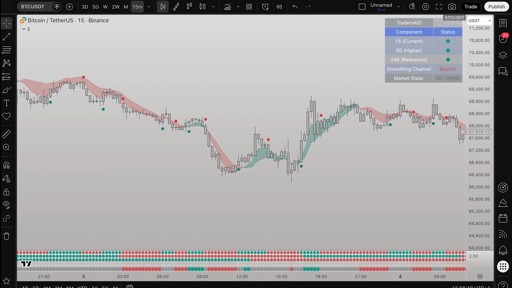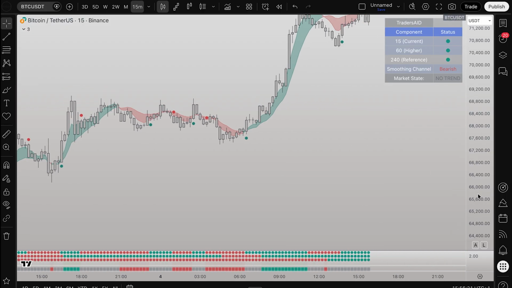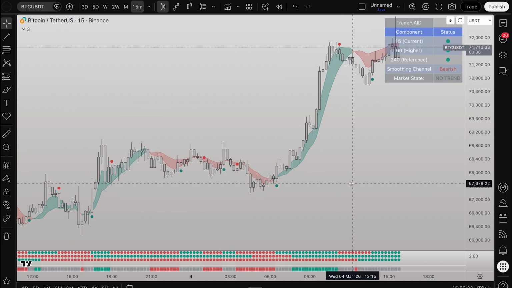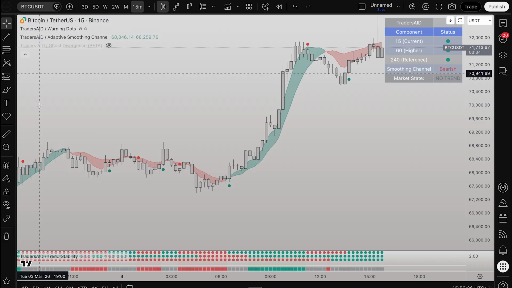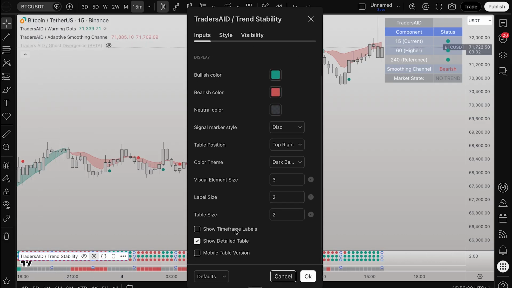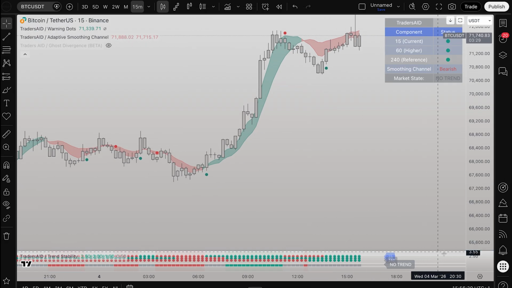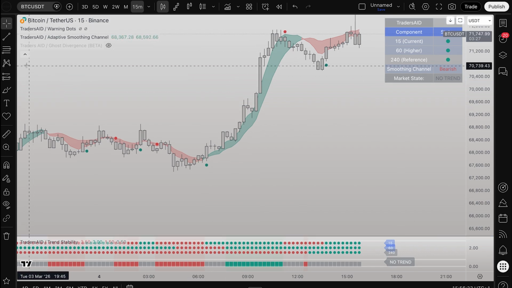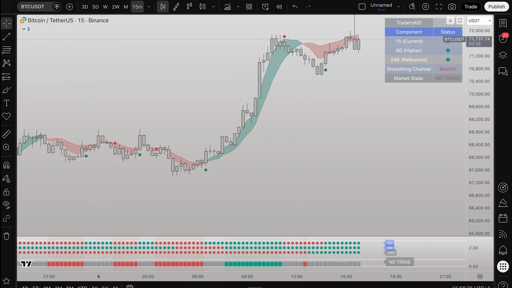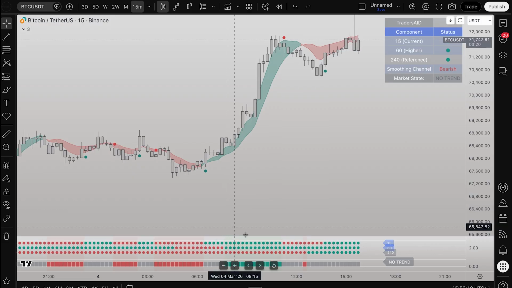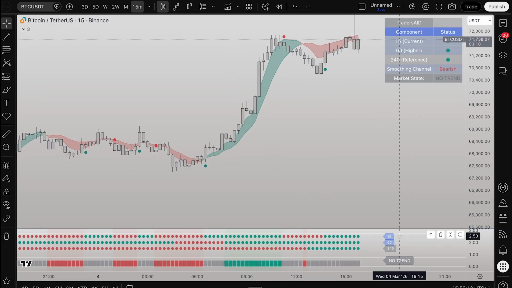Let's take a quick look at how trend stability actually works. At the bottom of the chart, there are 3 rows. Each row represents one timeframe. The top row represents the timeframe we're currently looking at. So, if we're on a 15-minute chart, that row shows whether the 15-minute trend is pointing up, sideways, or down according to the algorithm. The second row shows the higher reference timeframe. This timeframe is roughly 3 or 4 times larger than the chart we're looking at. So on a 15-minute chart, this will be representing the 1-hour timeframe.